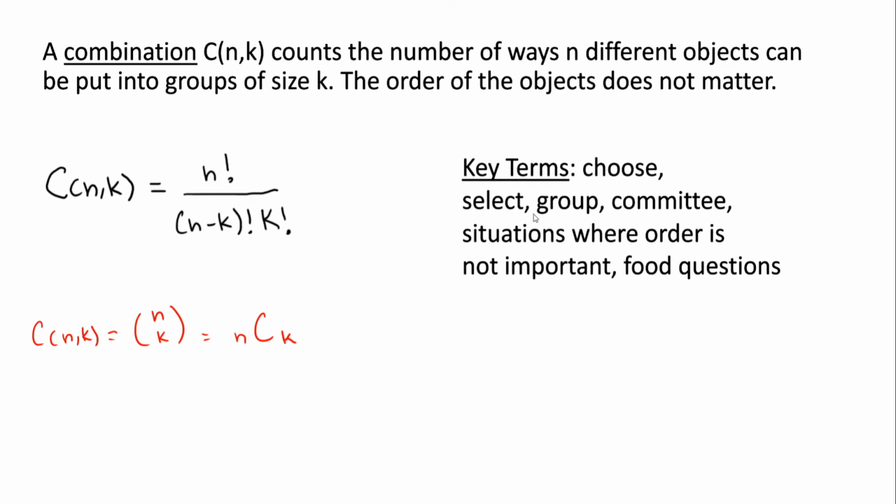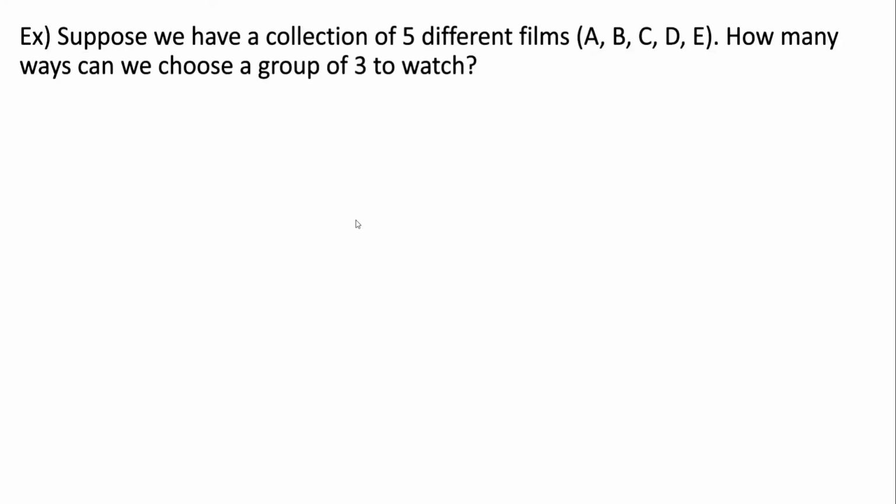So some key terms that'll let you know you have a combination problem instead of a permutation problem: words like choose, select, group, committee, or situations where order is not important. Generally, unless there's something else to indicate that order does matter. So generally these key terms work, but you do need to pay attention to context. And the formula we have for a combination of k out of n objects is n factorial divided by (n minus k) factorial times k factorial.